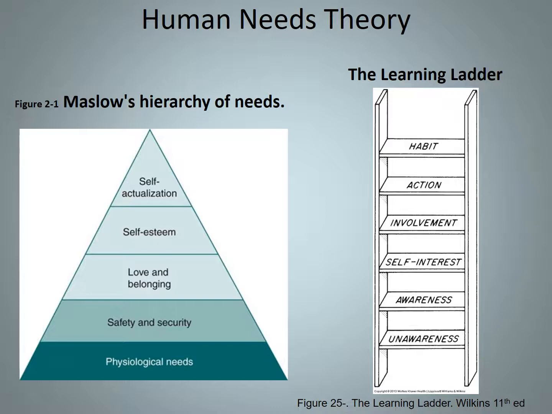There's also something called the learning ladder. Now, this is from the former edition of Wilkins, and there are steps involved for learning. They have to climb the rungs of the ladder, if you will. They're unaware. They can't do what they don't know. People don't know what they don't know. We have to make them aware of their current setting and where they are, and then we have to help them climb that ladder of self involvement and action and maybe developing a habit. So it is a process.